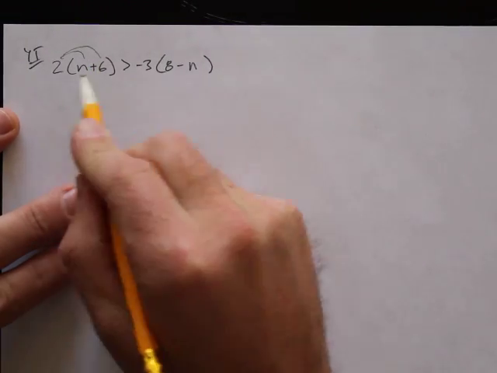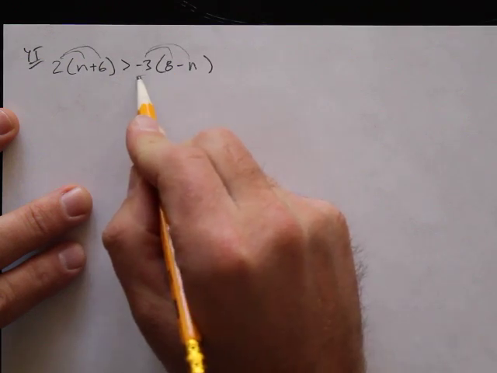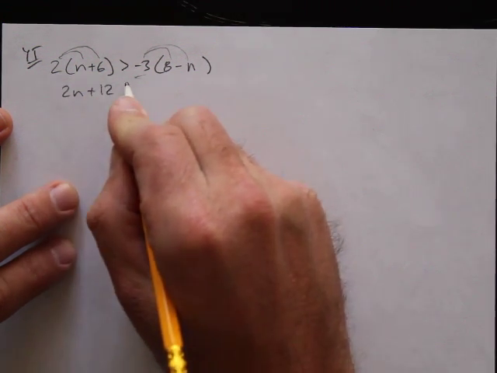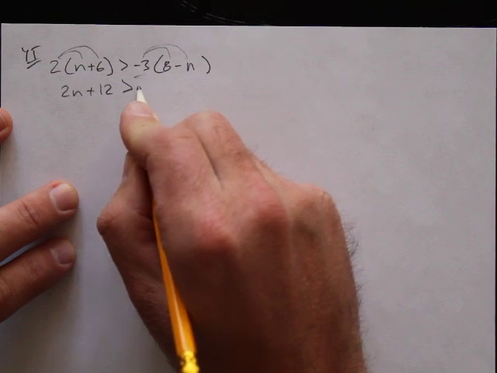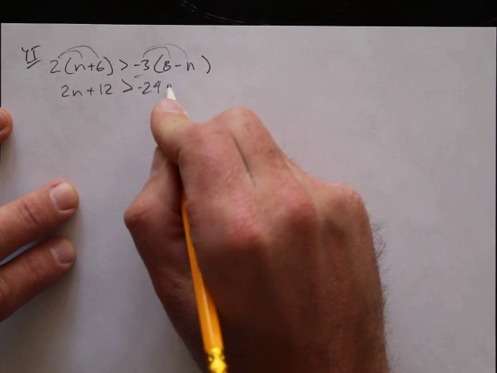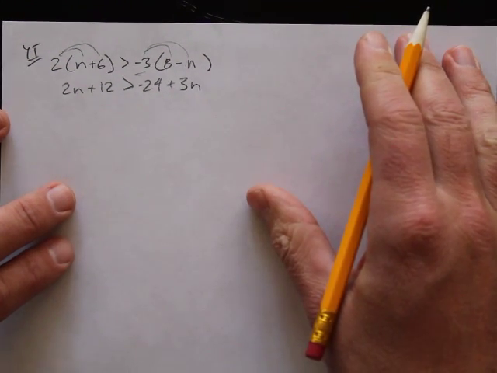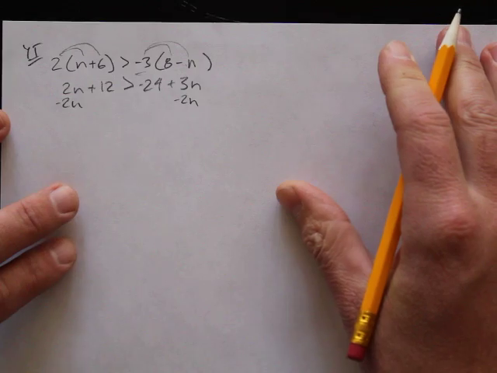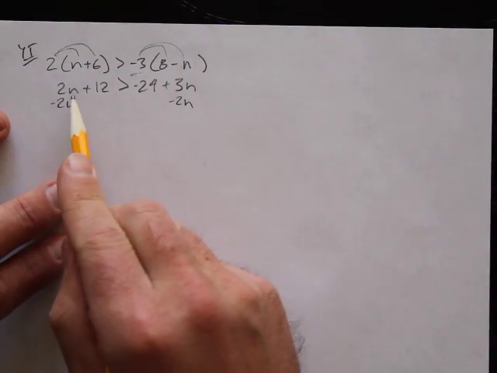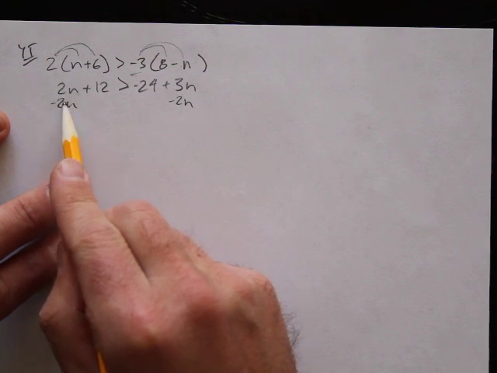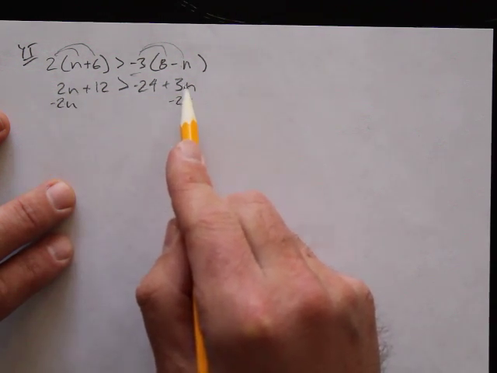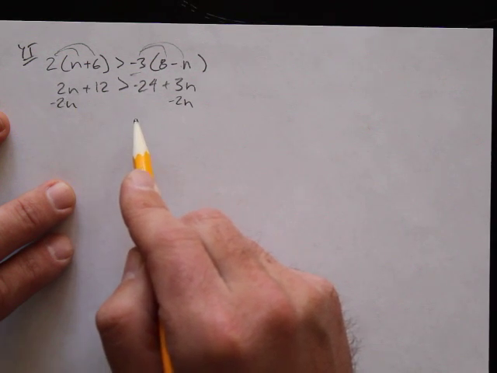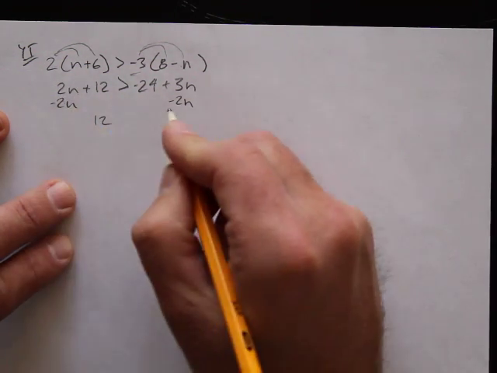I'm going to distribute the 2 in there, and I'm going to distribute this negative 3 in there. 2 times n is 2n. 2 times 6 is 12, greater than negative 3 times 8, which is negative 24. Negative 3 times negative n gives me positive 3n. Now I am going to subtract 2n from each side. Just a little aside here: if you subtract the number that is smaller, then you're going to end up with a positive number being multiplied by your variable. If you subtract the larger one, then you're going to have a negative that you have to deal with. Anyway, negative 2n goes away.